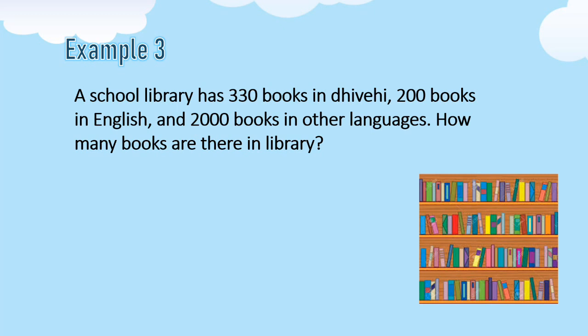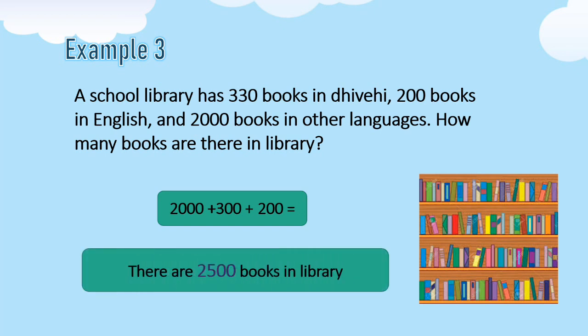Students, can you tell me this story is an addition or subtraction story? Very good. In this story you have to add 2000 plus 300 plus 200. The answer is there are 2500 books in the library.